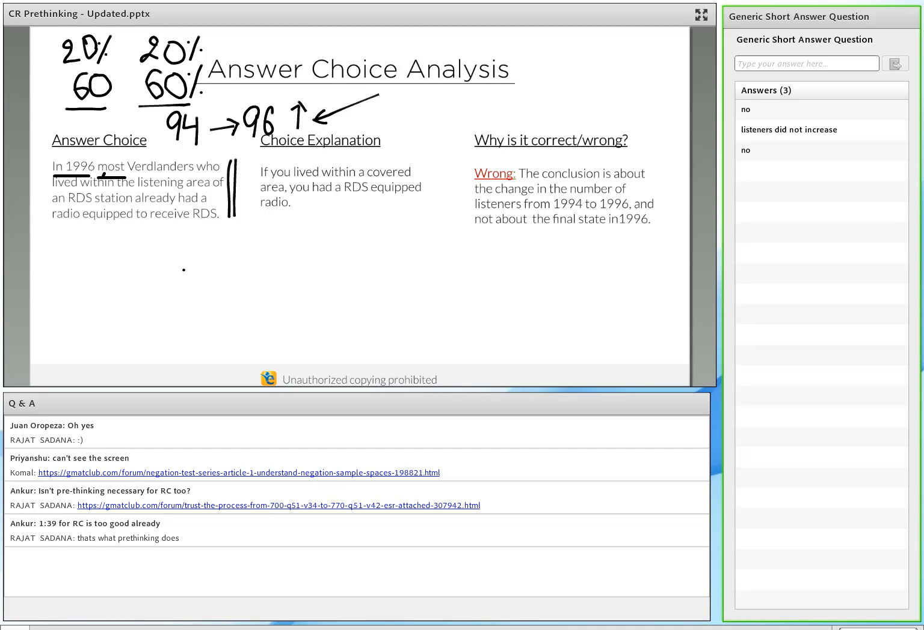In other words, if you apply the negation test to this and say, hey, what if the majority of world landers did not have an RDS radio in 96? Will my conclusion fall apart? And the answer to that is no. Negating this does not break my conclusion. Does it make sense, guys?